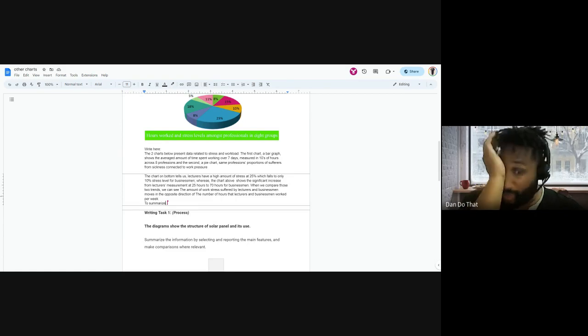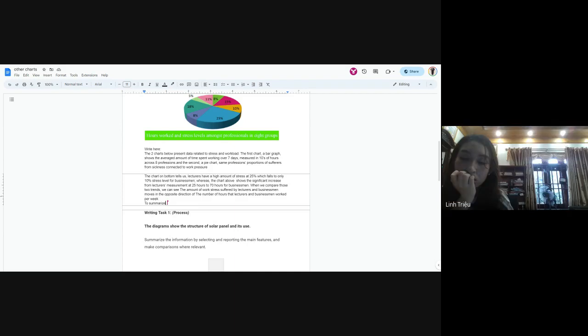You could write about the stress. You could compare the random line of working hours and the random line of stress. Right? You'd say the two charts show that the number of working hours and the percentage of stress is random. They both go up and down, but don't say up and down. Use real words. They both increase and decrease.